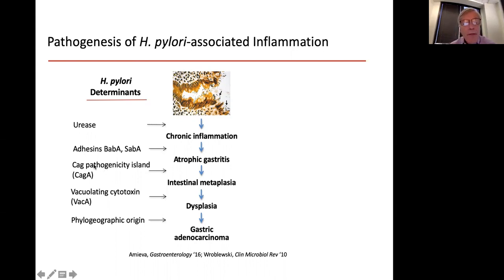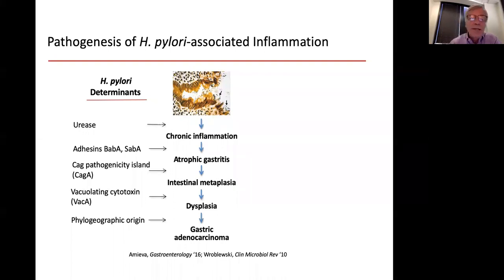The CagA pathogenicity island is a sequence of genes in the H. pylori genome, and one of the genes encoded by the pathogenicity island is the type 4 secretory mechanism that allows H. pylori, through a stylus-type structure, to inject into the epithelium the CagA oncoprotein, which dysregulates a number of phosphorylated signaling pathways and thereby disrupts the ability of epithelial cells to undergo normal physiology.